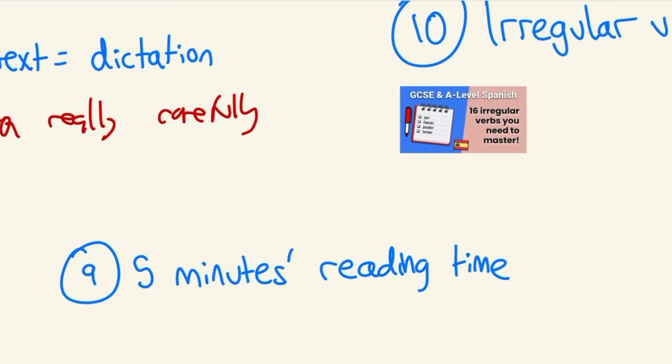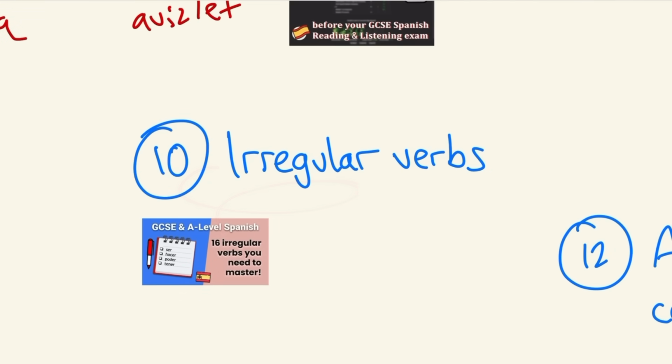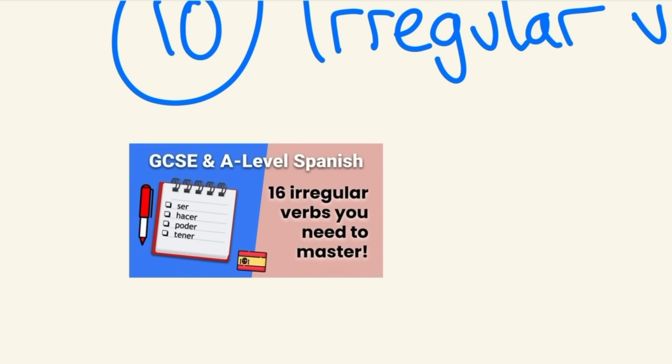And then number 10, if you're aiming for a grade 8 or like a grade 9, it's the irregular verbs that you're going to need to know. Words like quiso, which means he wanted, which has come up in a translation before. But also if it came up in like a normal reading or listening question, you probably would know what it means. I've got a separate video here going through 16 irregular verbs and their conjugations in various tenses, so go watch that afterwards.